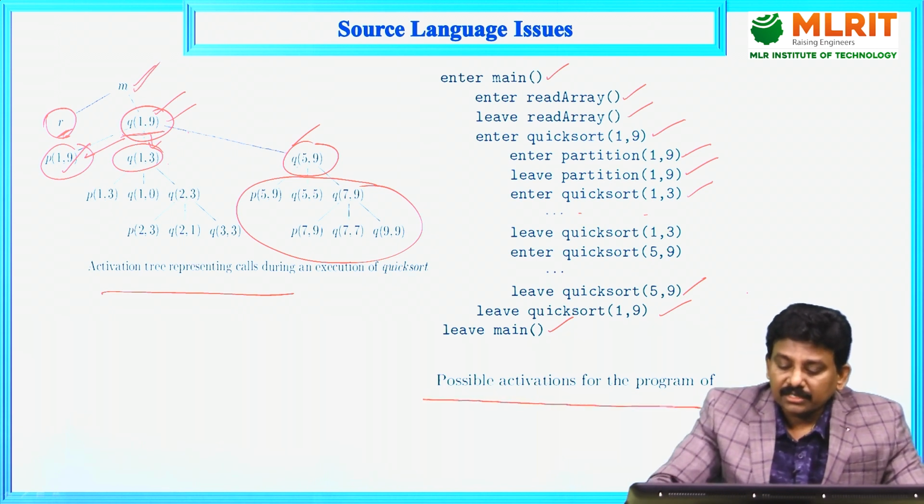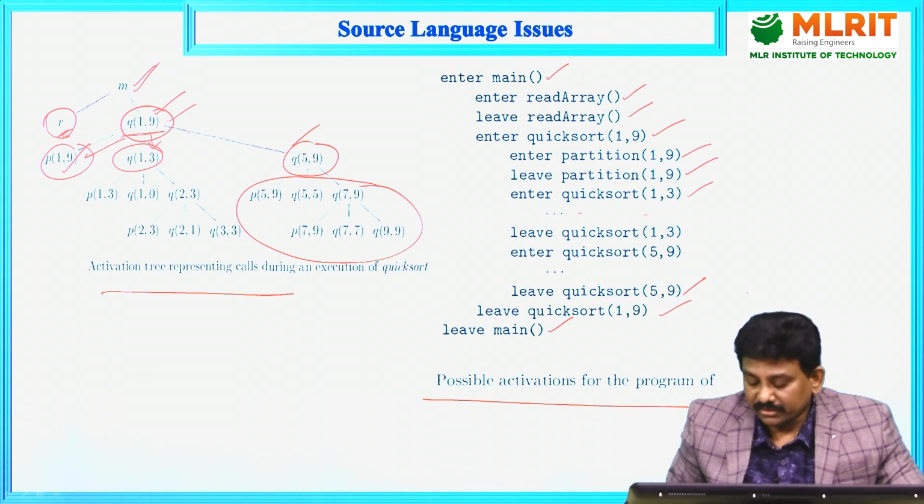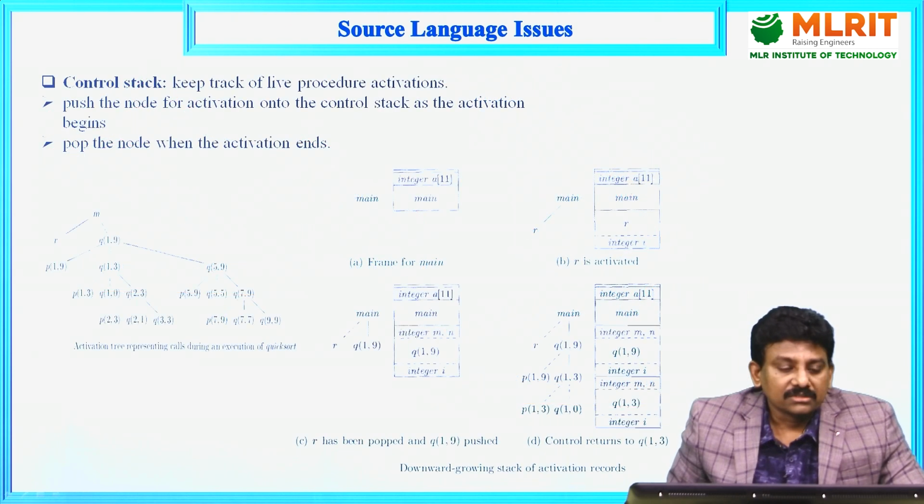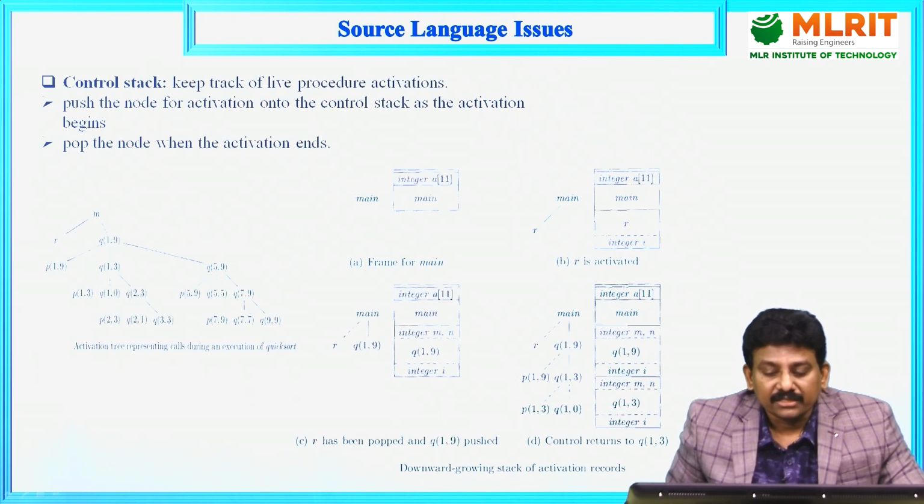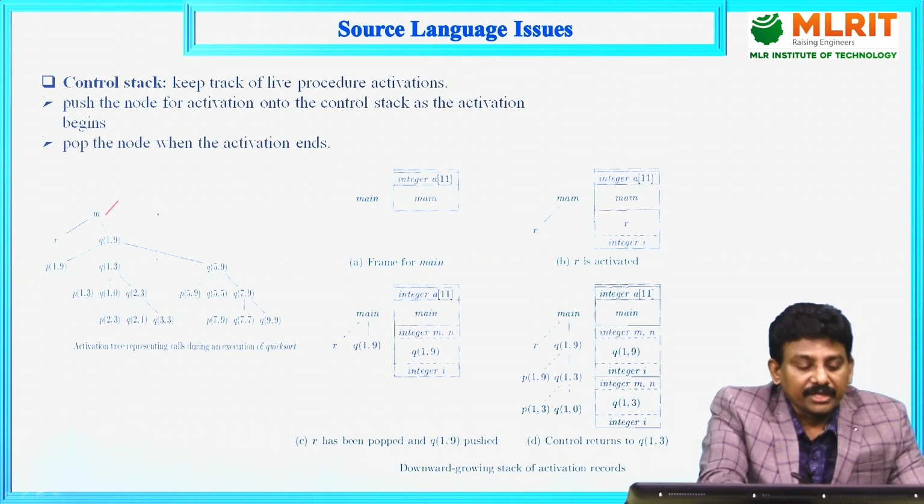This diagram represents possible activations for the quicksort program. The control stack keeps track of live procedure activations. Push the node for an activation onto the control stack as the activation begins, and pop the node when the activation ends. So, M represents the main program, R represents read array, and Q represents quicksort with the parameters 1, 9.